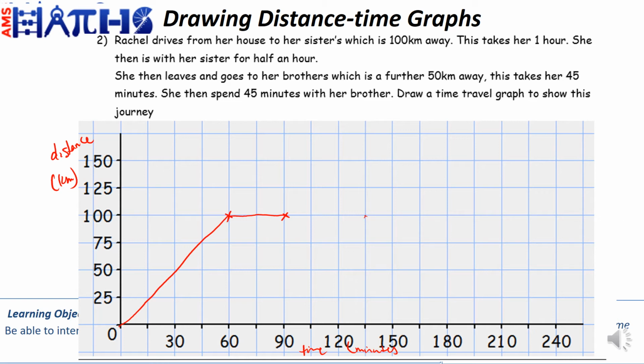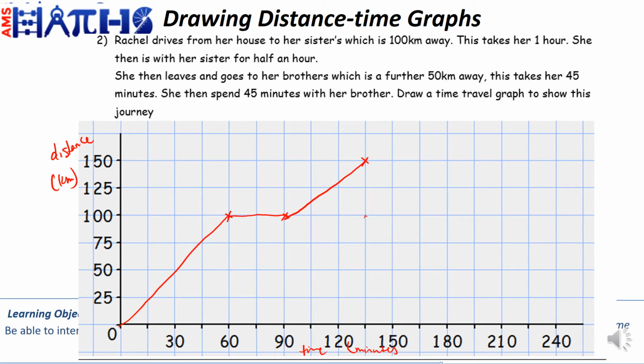But then we're going up 50 kilometers further away from her sister's house. So that's where we would end up. And we would connect those 2 points. Right? So use a ruler to draw your line. It says this, yes, so we have the 45 minutes, and then she spends 45 minutes at her brother's house. So she stops for 45 minutes at her brother's house.